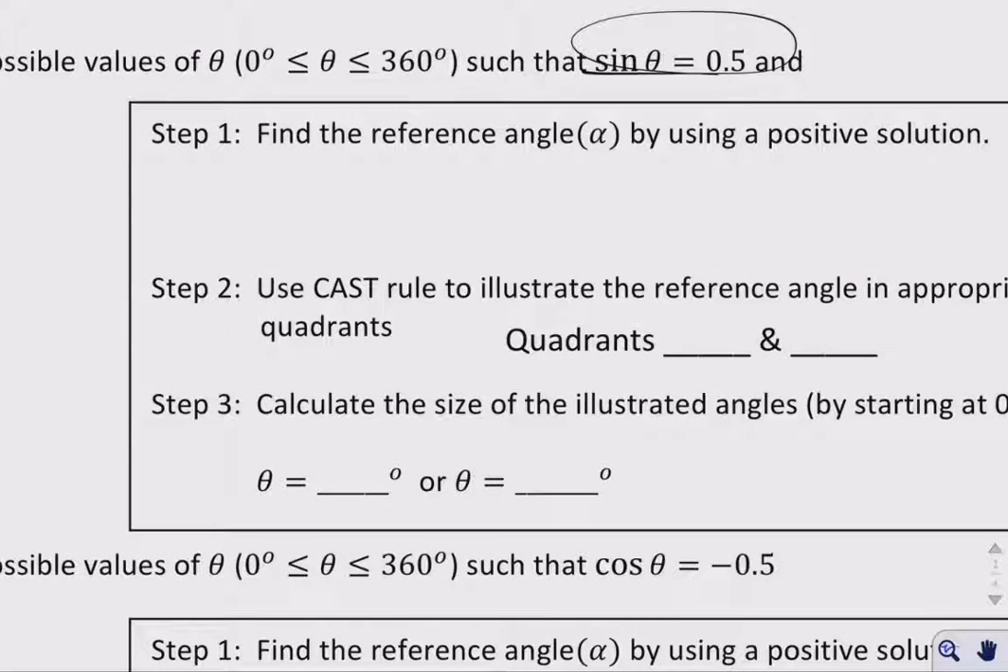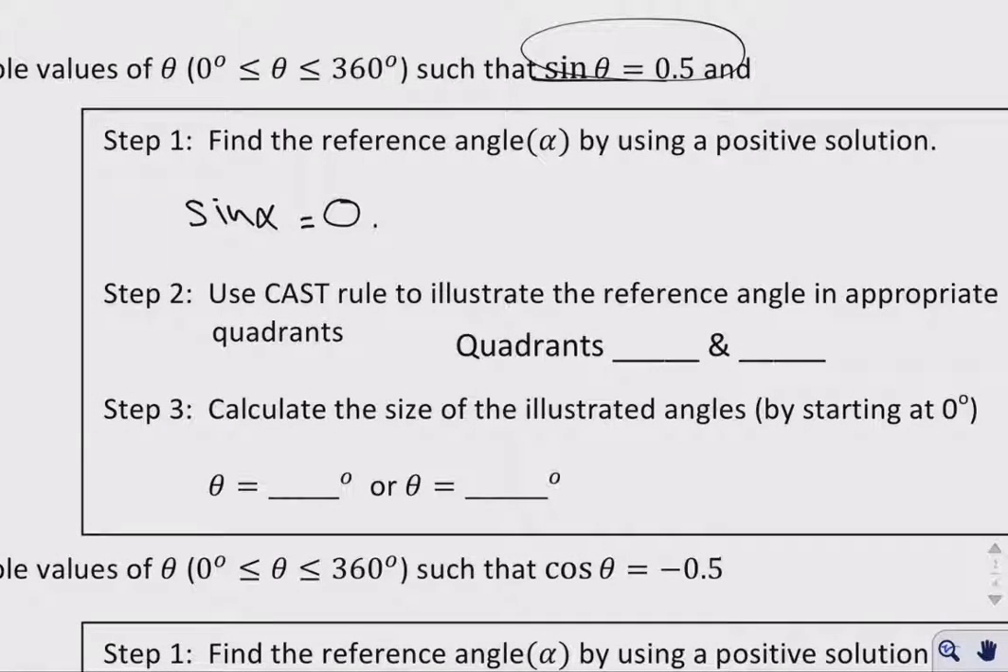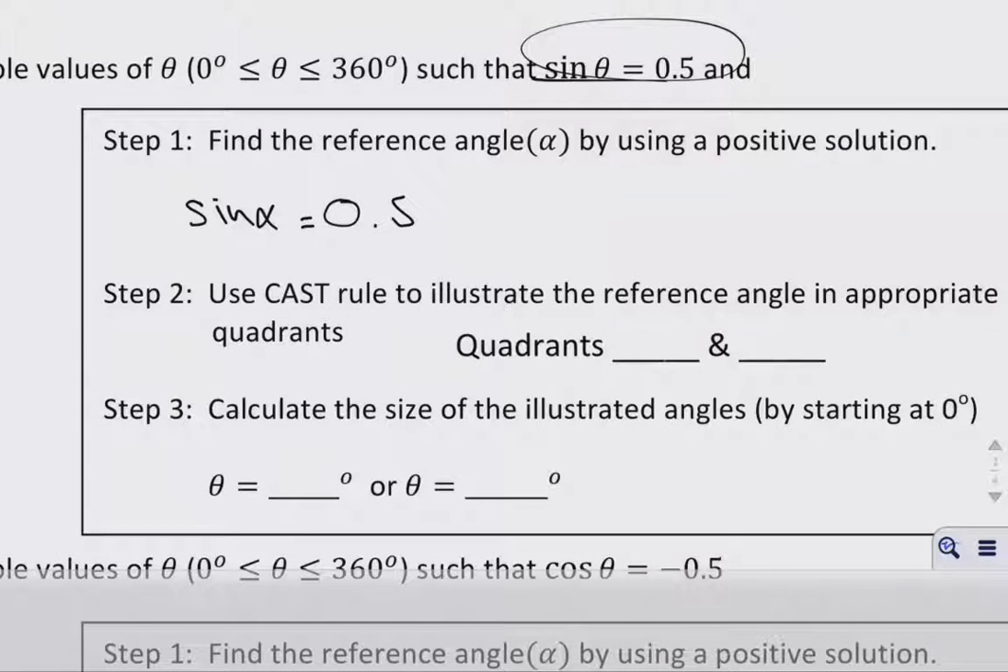So I'm going to write the question here again. I have sine theta, but I'm going to replace that by alpha, so sine alpha equals 0.5. And by taking the inverse sine of 0.5, I get my angle alpha, which in this case is going to be 30 degrees.